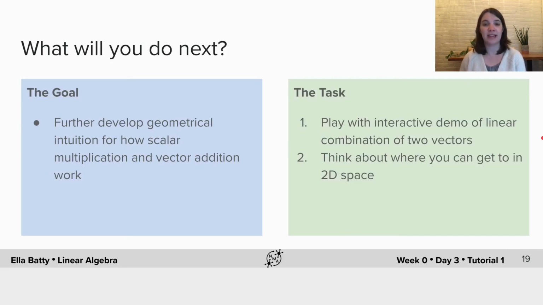In this next exercise, we want you to further develop your geometrical intuition for how scalar multiplication and vector addition work. You'll play with an interactive demo where you are changing those weights on a linear combination of two vectors. And I want you to think about where you can get to in 2D space. Basically, what that linear combination vector u can be.